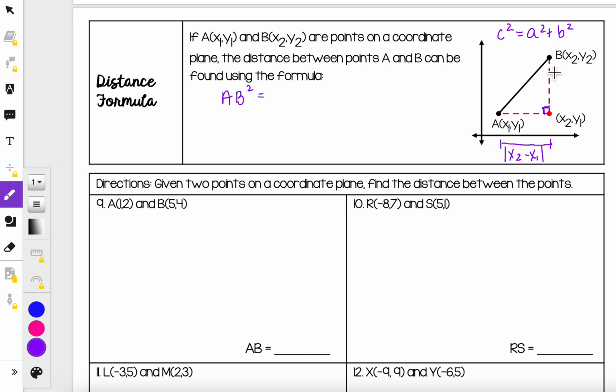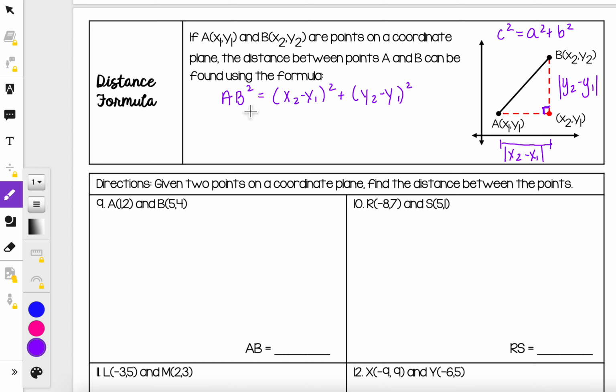If I wanted to find the distance between these 2 points here, or that second leg of my right triangle, it would be the value of y2 minus y1, and the absolute value of that because it's positive. So if I tie this into the Pythagorean theorem, this AB squared is equal to x2 minus x1 squared plus y2 minus y1 squared.